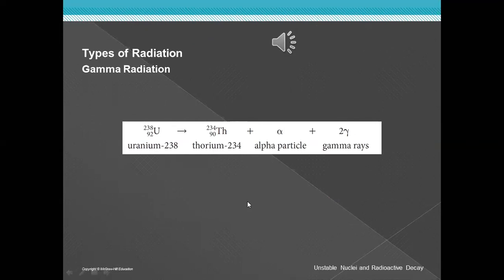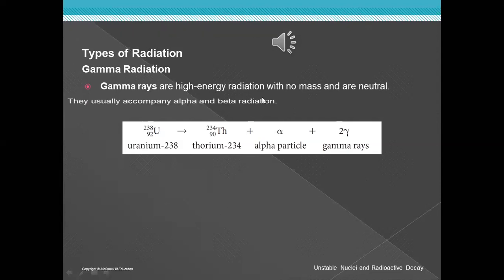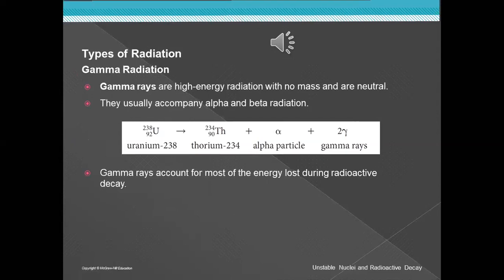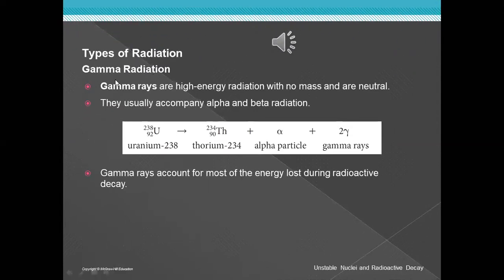Types of radiation, gamma radiation. So these are gamma rays, or high energy radiation with no mass, and they are neutral. They usually accompany alpha and beta radiation. Gamma rays account for most of the energy lost during radioactivity. This example is about uranium.